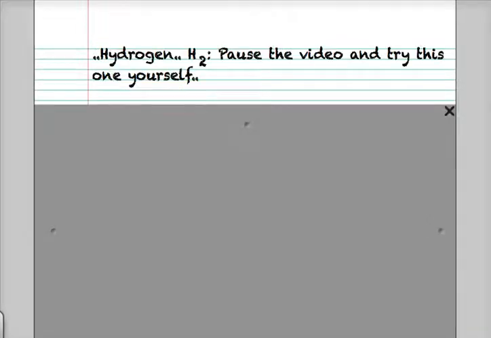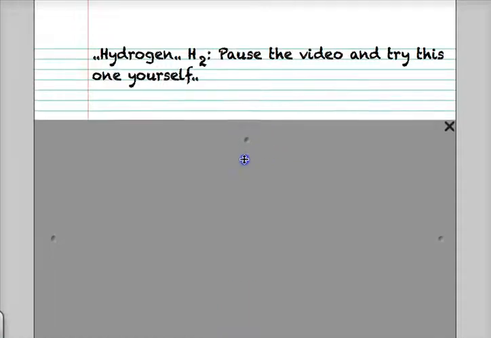Now let's consider hydrogen. Now hydrogen does the same thing as oxygen. You don't find hydrogen gas as individual atoms. They form molecules of 2 hydrogen atoms. So pause the video and try this one yourself. Write down in the same way as I've done little pictures for hydrogen and overlap them and see what you get. Okay, so check your diagram with this.